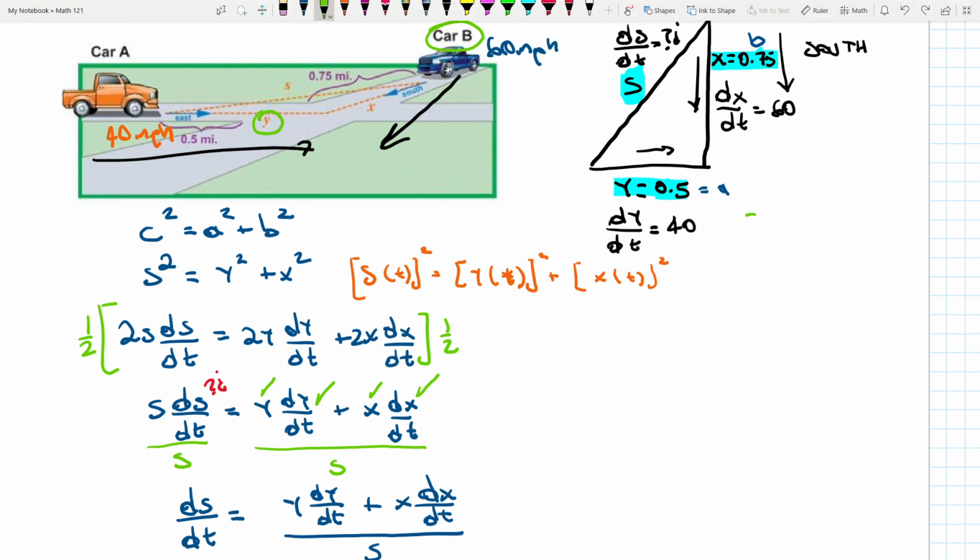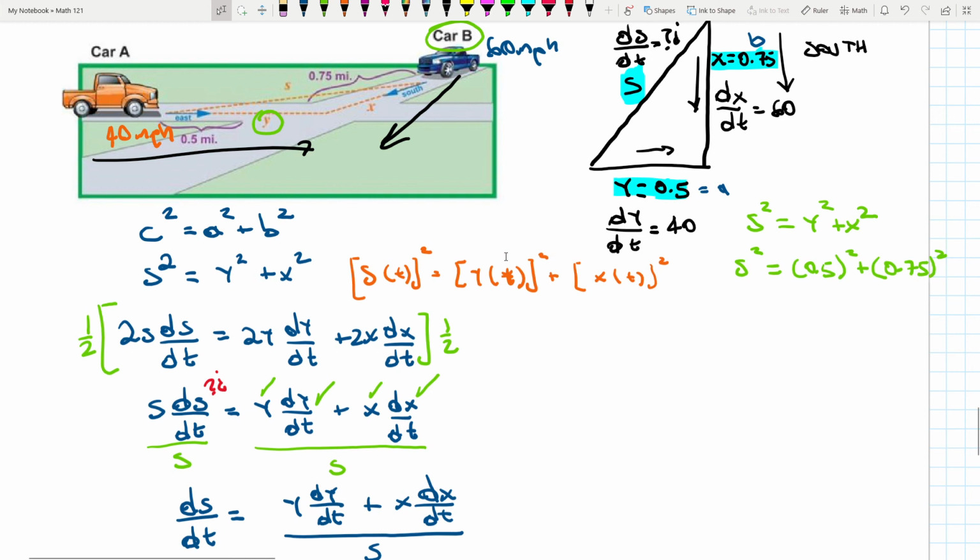So that is s squared equals y squared plus x squared. Well, so let's see, s squared, which is unknown. We don't know what s is. So we're going to leave it just like s squared equals y squared, which is 0.5 quantity squared, plus x squared, which is 0.75 squared.